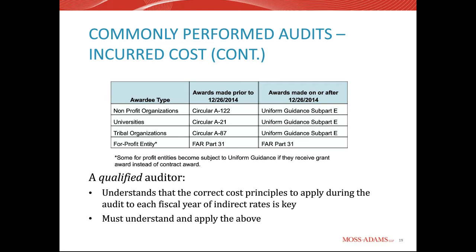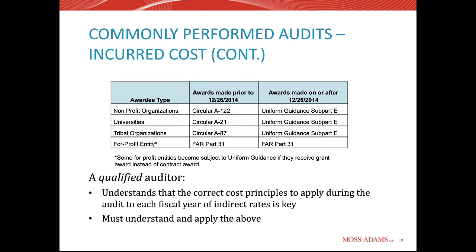So if the awards are made prior to December 26, 2014, and we use the word award, that means each individual contract award needs to be considered separately. So you can have a situation where a contractor has some awards that were before December 26, 2014, and Circular A122 applies, and then the awards after that date are subject to the Uniform Guidance, Subpart E, which contains the cost principles now. Because a lot of these circulars that were in existence prior to December 26 all got replaced with the Uniform Guidance.